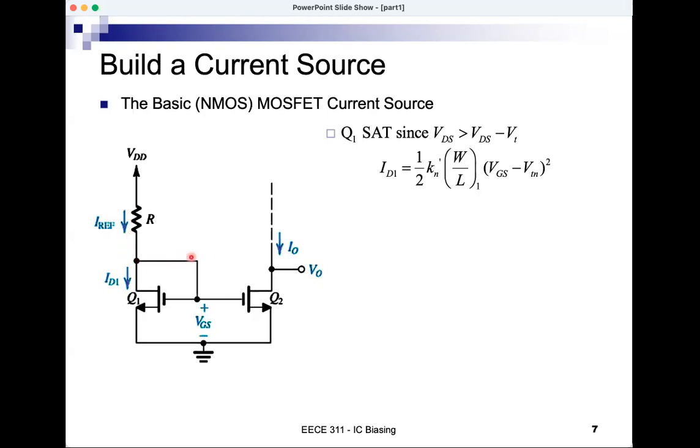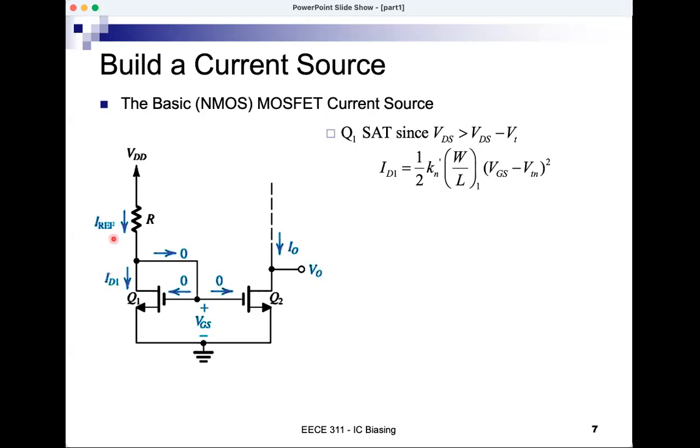Let's see, what is IRF? It would be ID1 plus this current. What is this current? This current is flowing down. It will be this current plus this current. But what are these currents? These are gate currents of MOSFETs. So this is 0. This is the gate current, and this is also 0 because it's the gate current of Q1. So the two gate currents are 0. Their sum will be 0. So this is 0. So what does this mean?